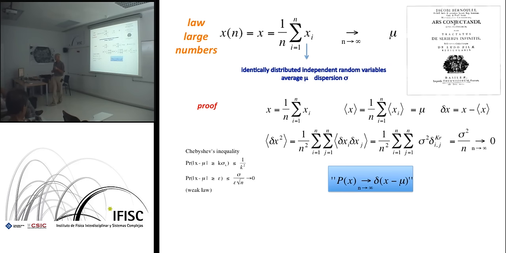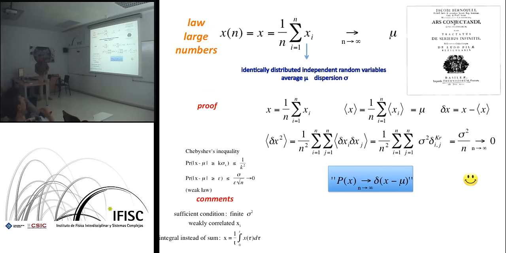You have a stronger law which says that x goes to mu with probability 1. Okay, so you mathematicians are very good at refining what we understand. There's no mistake. So there are some comments, of course, to make.